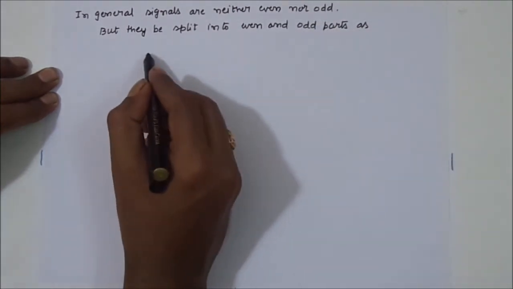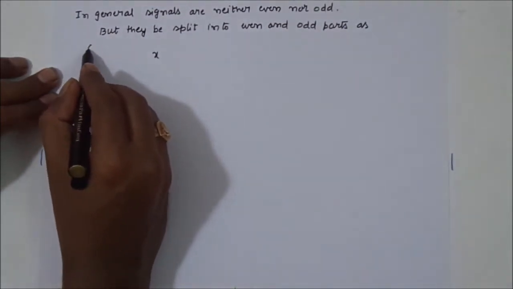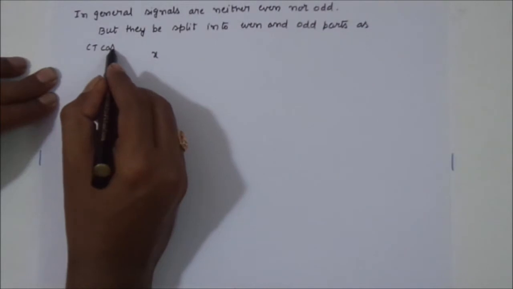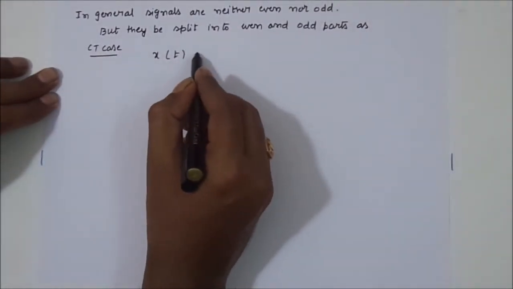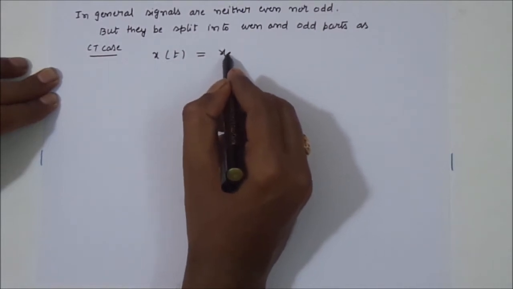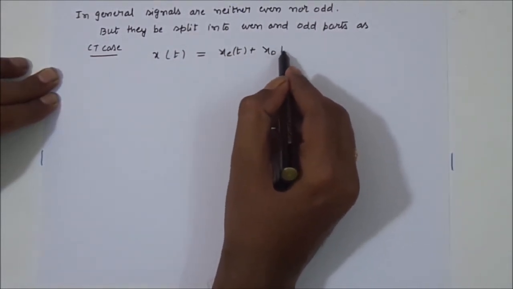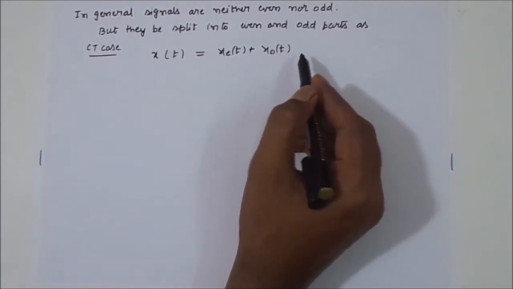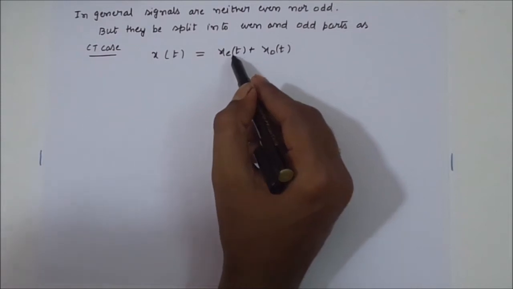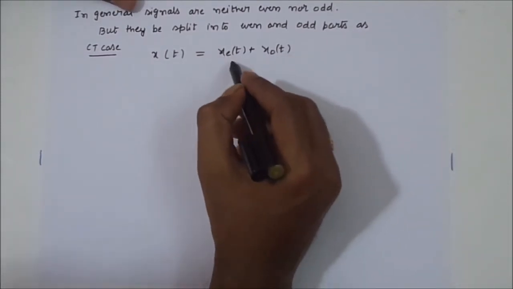Okay, how do you split? First let us take the continuous time case and later we will see the discrete time case. So how do you split? x of t can be split as xe of t plus xo of t, where xe of t stands for the even part of the signal and xo of t stands for the odd part of the signal.